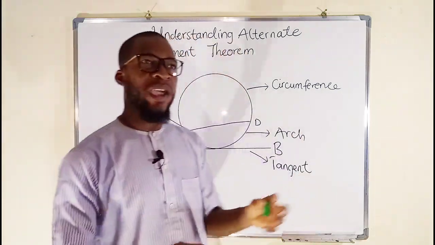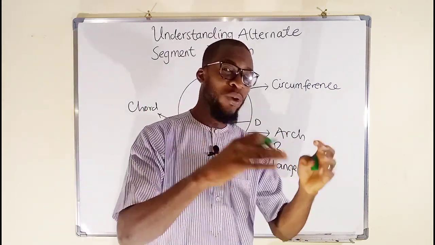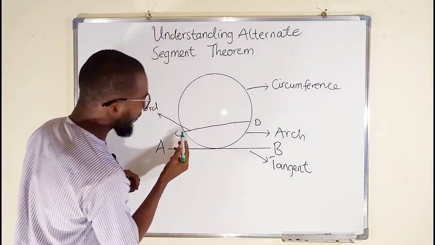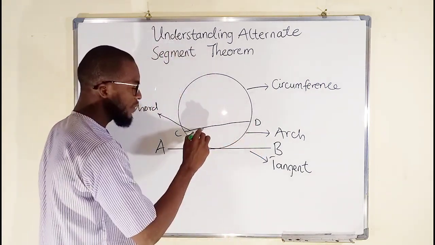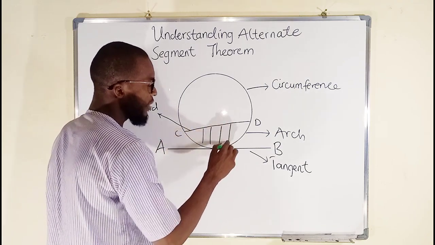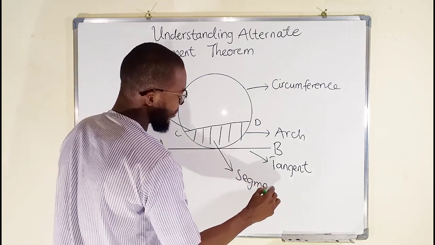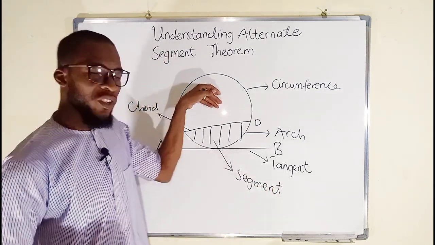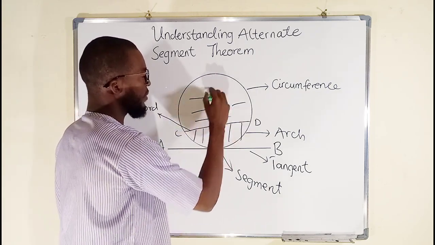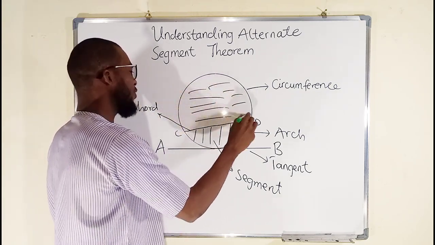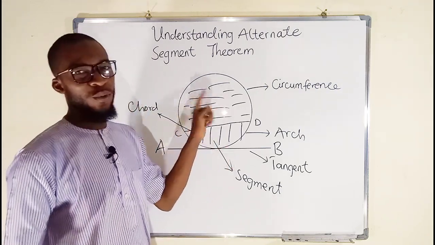So how can we define a segment? A segment is that area bounded by the chord and the arc. So you can see we have an arc CD and we have a chord CD. So this portion right here is a segment. This portion to the top is also a segment. But what differentiates the two is that this is the minor segment and this is the major segment.